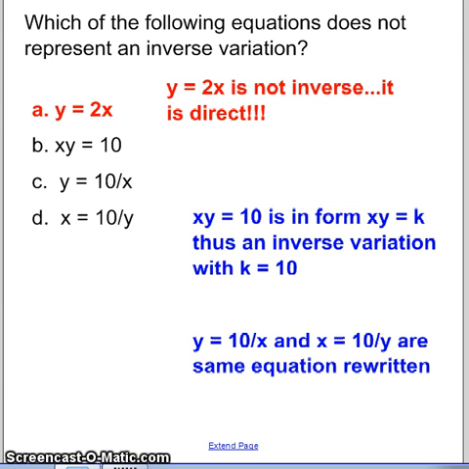Well, A is the one that is not an inverse variation because it's direct variation. And then the point here is that B, C, and D are all three the same equation. xy equals 10 is kind of your standard inverse variation, but if you solved it for y and divided both sides by x, y is equal to 10 over x. If you solved it for x and divided both sides by y, x equals 10 over y. So B, C, and D are really the same three equations.